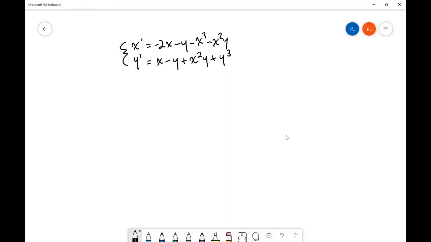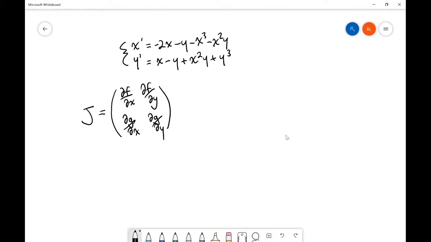So here we have our system A right here, and if you recall, our Jacobian is just df/dx, df/dy, dg/dx, dg/dy, right? And so x prime is going to be f, and then y prime is going to be g. So our Jacobian here, oh right, this has to be evaluated at 0, 0, which is our equilibrium point.